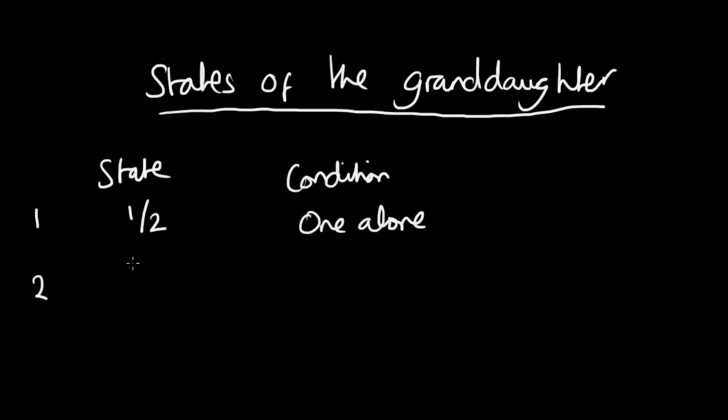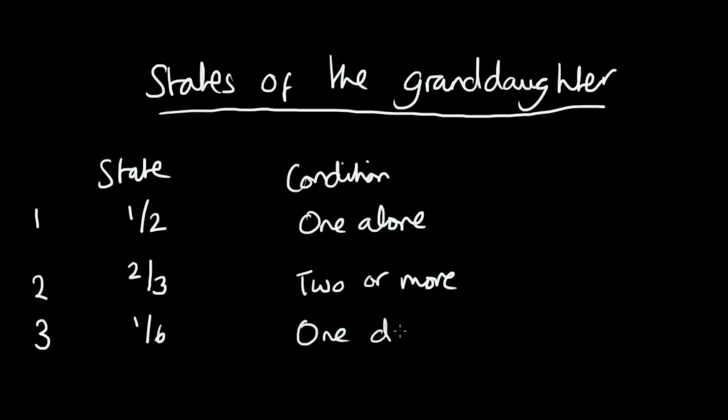is that the granddaughters share 2/3, and this is when there are 2 or more. And if you've watched the video on the daughters, this will seem very familiar. This is exactly the same for the daughters. They also have a half if there's one alone, or they share 2/3 if there's 2 or more. The third state is that they get a sixth, and this is where there is one daughter.